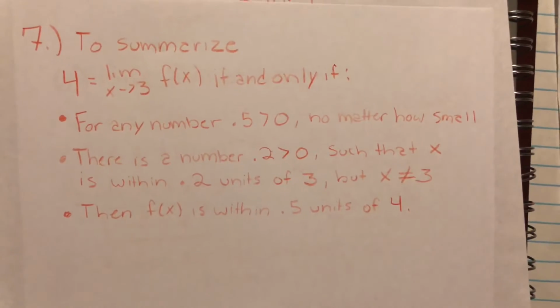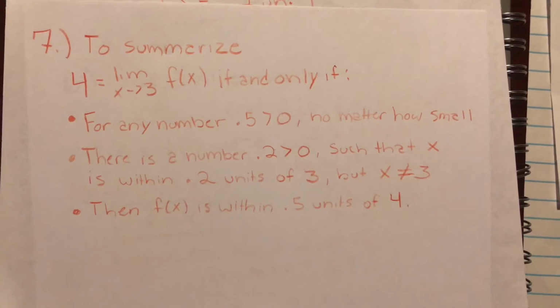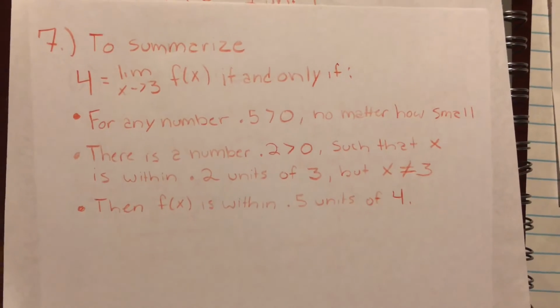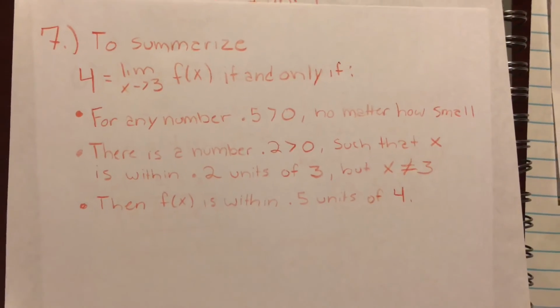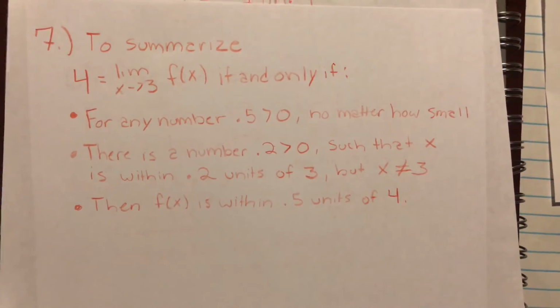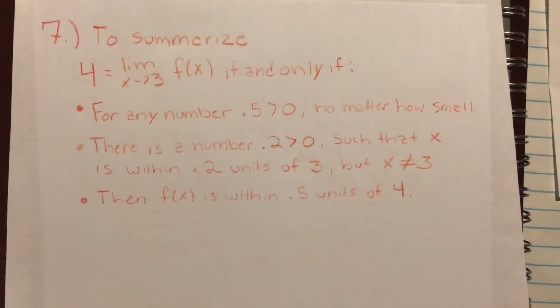To summarize what we've done, we can use the formal definition. 4 equals the limit of f of x as x approaches 3 if and only if, for any number 0.5 greater than 0, no matter how small, there is a number 0.2 greater than 0 such that x is within 0.2 units of 3, but x does not equal 3, then f of x is within 0.5 units of the limit 4.